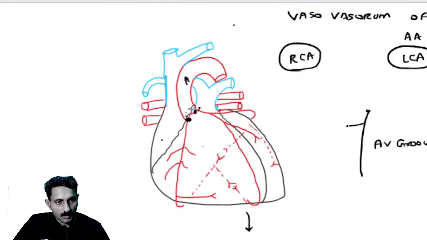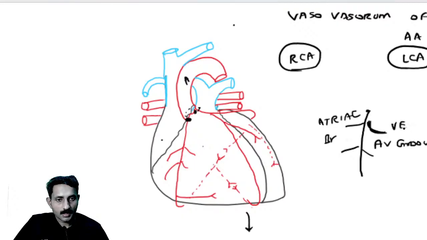When it is coming, it will give branches. You can note down the branches here. What is this chamber? Right atrium. So these are called atrial branches. It will also give branches to the ventricle. These are called ventricular branches, mainly the branches to the right ventricle. This chamber is the right atrium, this is the right ventricle. So the right coronary artery will give atrial branches and ventricular branches.